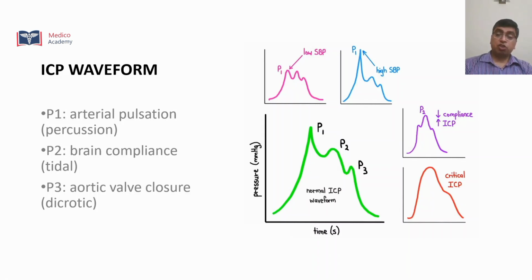When there is augmentation of P1 and there is a steep rise in P2, then it is critical or severe intracranial hypertension. You can get different waveforms in case of low systolic blood pressure. You can have a small, low P1, but in this, P2 will not be big. Or in case of high systolic blood pressure or hypertensive emergency, you might find a steep rise in P1.